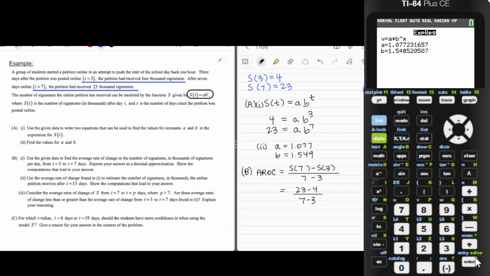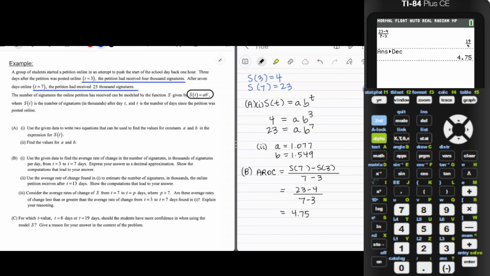And it's going to want it to be a decimal approximation. Show the computations that lead to your answer. That's what I just showed right there. So I'm going to go back to the main menu and call for a fraction bar. And this one's easy enough: 23 minus 4 divided by 7 minus 3. I know that's 19 over 4. But in other situations, the numbers might not be as nice. I recommend just calling for a fraction bar and typing it in just as you see it. And if you want a decimal, you can go into the math menu, ask it to convert to a decimal, and then get 4.75.